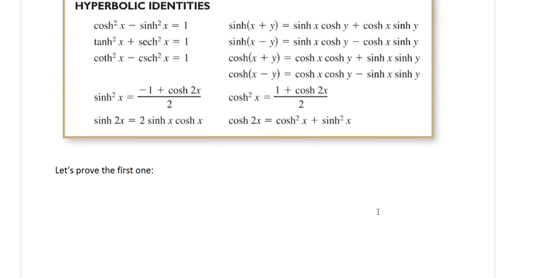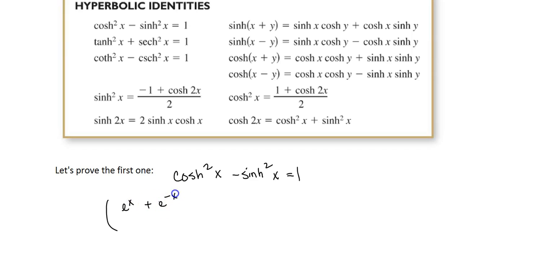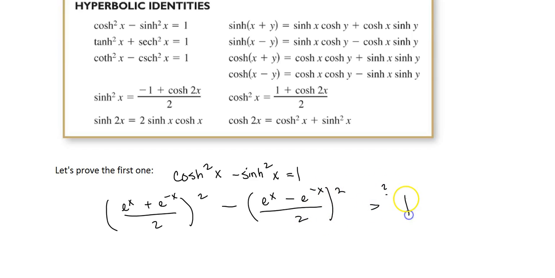They are pretty easy to prove, though, as long as you understand the definitions and you know how to use exponentials. If I want to prove that the hyperbolic cosine squared minus the hyperbolic sine squared is equal to 1, I'm going to start off with the definitions of each of those. This would be (e to the x plus e to the negative x, divided by 2) squared, and this one would be (e to the x minus e to the negative x, divided by 2) squared, and I want to show that that's 1.